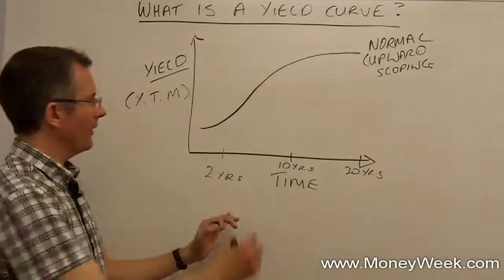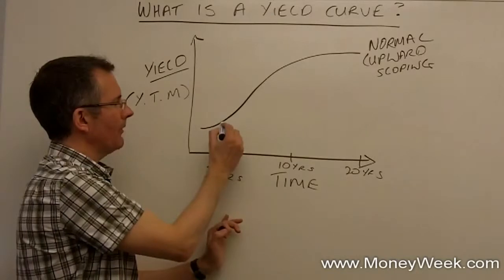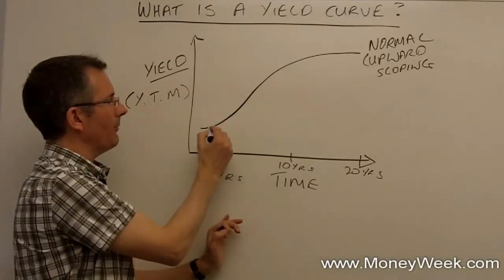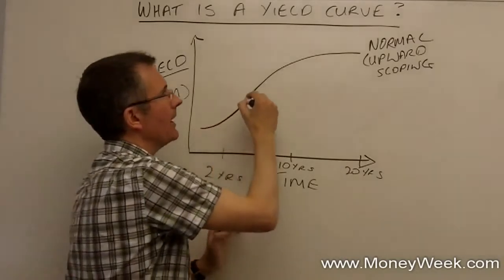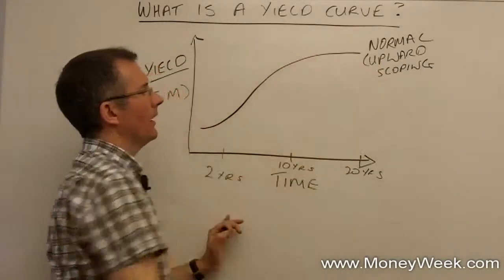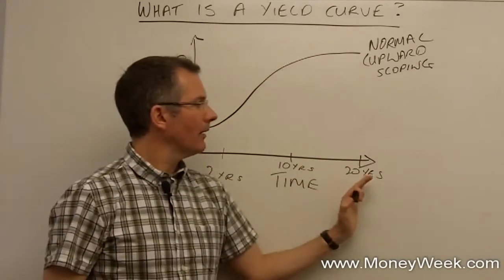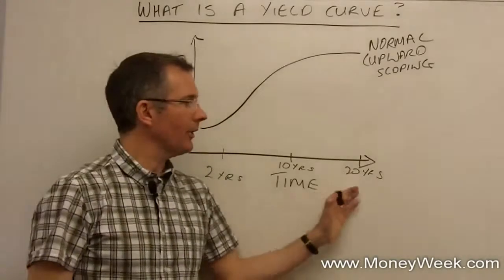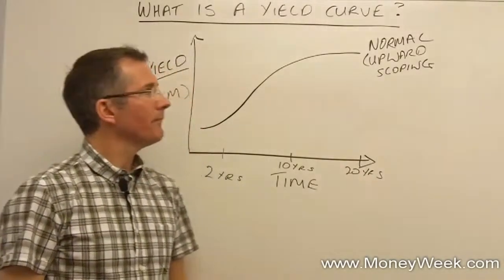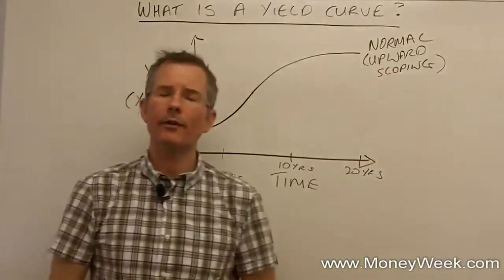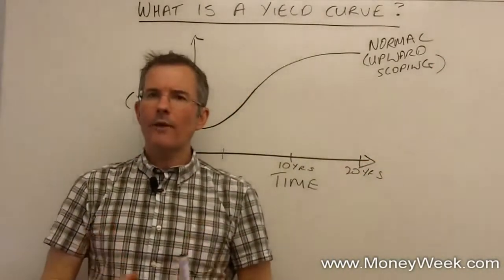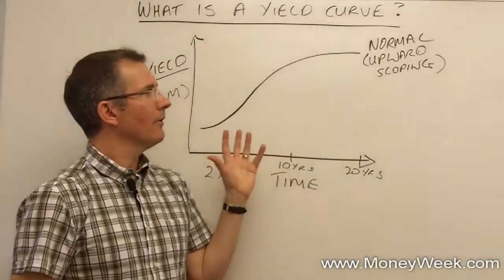So you're saying that if I'm only going to give my money to the government for a couple of years, I'll accept a relatively low yield, and as I lock my money up for longer and longer, I'm expecting a gradually increasing yield. So that would seem to make some commercial sense, let's say. So why is it the yield curves are not always that shape?